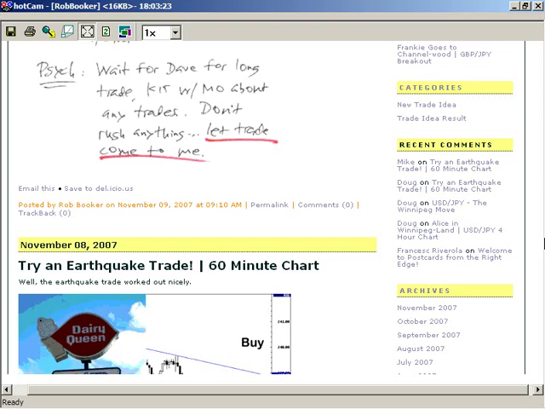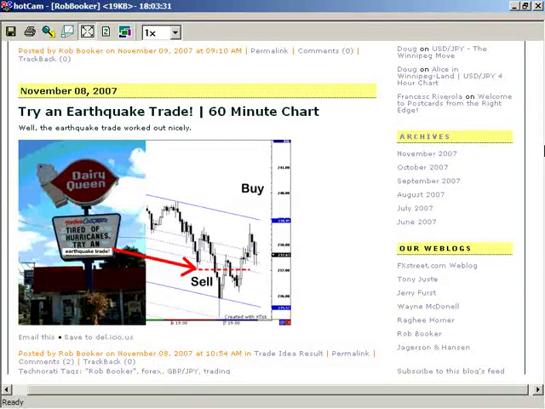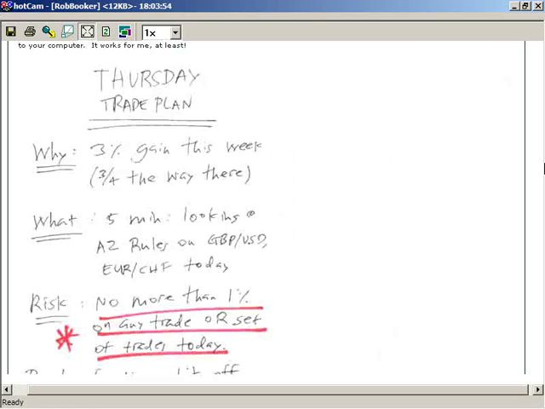For example, on November 8th, 2007, here was an entry. It's called Try an Earthquake Trade from the 60-minute chart. I usually put in pictures of Dairy Queen or movies or other weird stuff, and I describe some type of support and resistance trade that I'm looking at. I try to update this 2 to 5 times a week, with a few trades as often as I can.